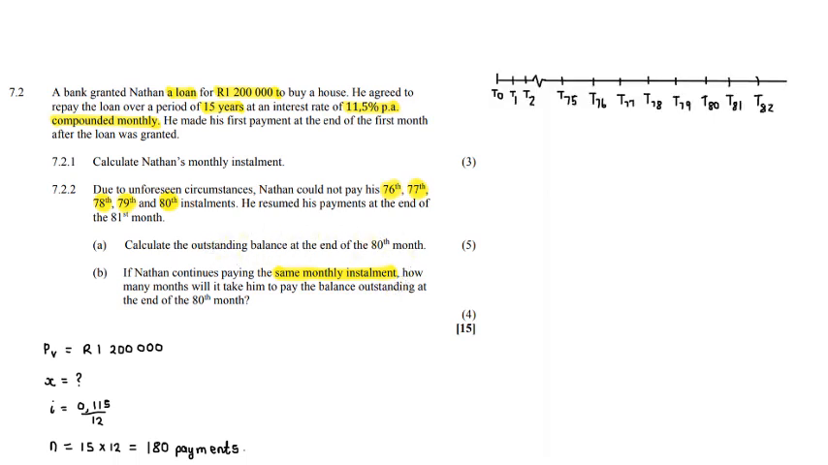So now if we just quickly look at Nathan's situation in terms of the number line, we have over here that at T0, that's where he actually took out the loan that was granted to him.